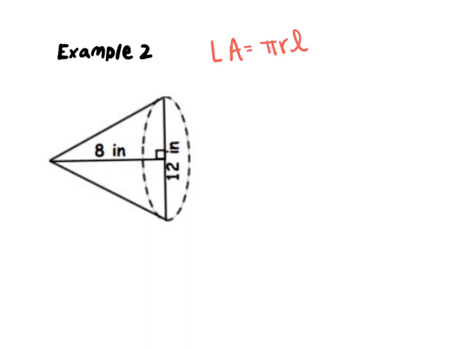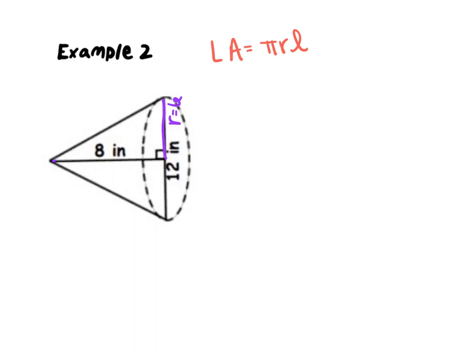Well, notice here, I'm given the diameter of the circle. So how do I find a radius from the diameter? Well, the radius is half of the diameter. So if this value is 12, this height or altitude is going to cut that in half. So half of 12 means that r is equal to 6 inches.